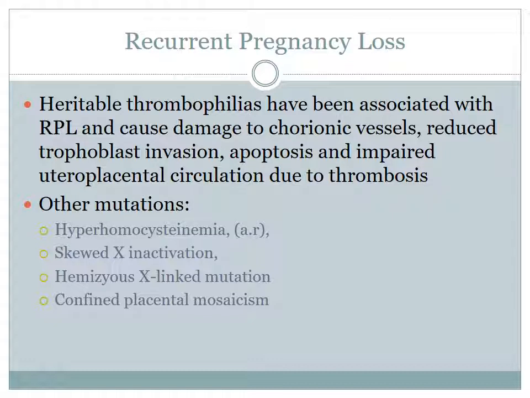Heritable thrombophilias in women have been associated with recurrent pregnancy loss and occur because of damage to the chorionic vessels, reduced trophoblast invasion, apoptosis, and impaired uteroplacental circulation due to thrombosis. Other mutations associated with recurrent pregnancy loss are hyperhomocysteinemia, which is an autosomal recessive disease, skewed X inactivation, which is a hemizygous X-linked mutation, human leukocyte antigen genotype deficiency, and confined placental mosaicism.